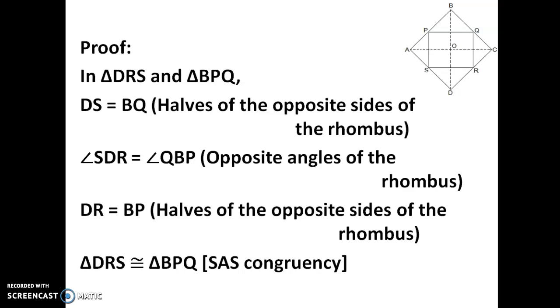So by SAS congruency, we can say that these two triangles are congruent. Congruent means they are the same in size and angle. By that we can say that RS is equal to PQ. That is the base of the triangle, PQ and RS. So those two sides are also equal, because corresponding parts of congruent triangles are equal.